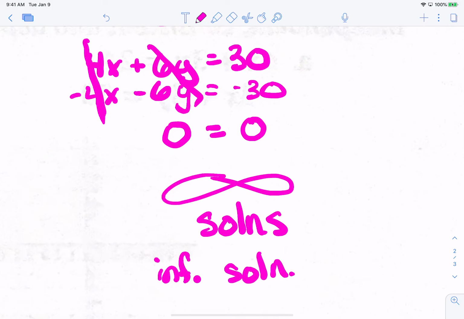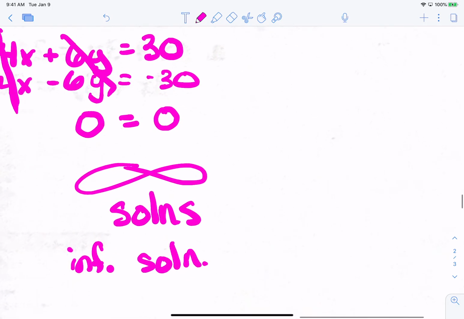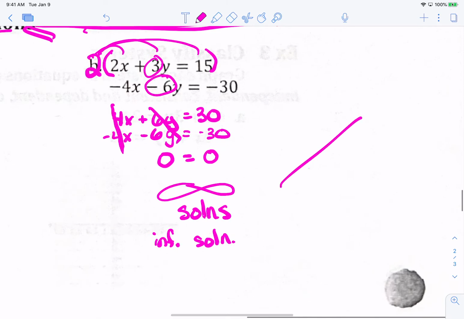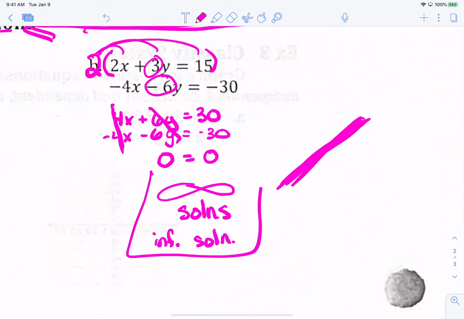So what do these two things look like? What do those two lines look like? One line on top of each other, right? That's what it looks like. Infinitely many solutions. So when you get something like that, 0 equals 0, or sometimes maybe it's not 0. Sometimes maybe you get the answer like 2 equals 2, or sometimes you'll get the answer like 7 equals 7.